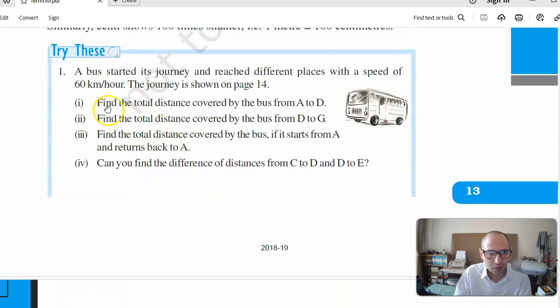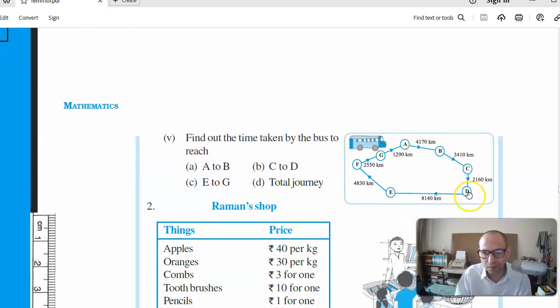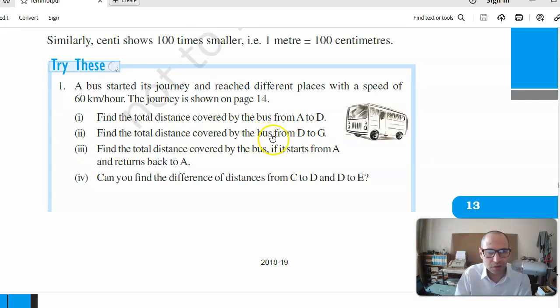So now what you want to do is find the total distance covered by the bus from A to D, and then the total distance covered by the bus from D to G, and then the total distance covered by the bus if it starts from A and returns back to A. And then can you find the difference of distances from C to D and D to E, right? This is a simple problem that involves only addition and subtraction. But there are other concepts you might find interesting, for example, the concept of speed, and what it means to say 60 kilometers per hour, and so forth, right?